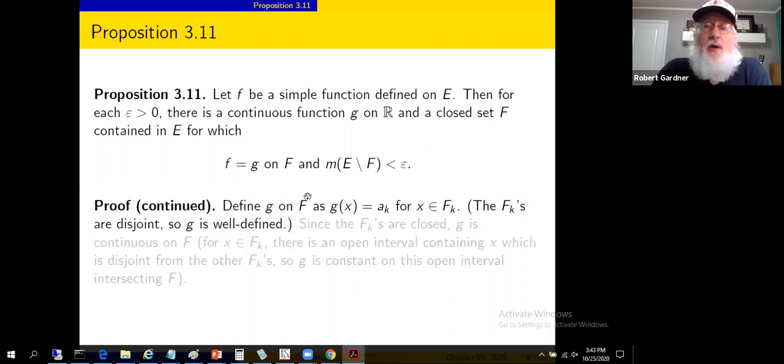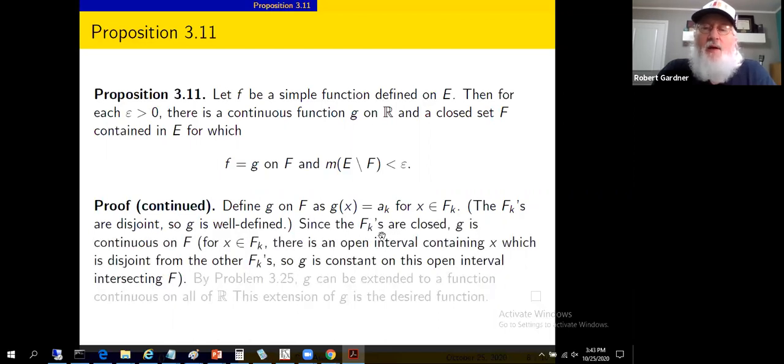All right, we want G actually defined on all of the reals. So we've got a ways to go still. So I'm going to let one of the exercises take care of some of the heavy lifting. But define G on F as given. All right, the F sub k's are closed. Claim is G is continuous on F.